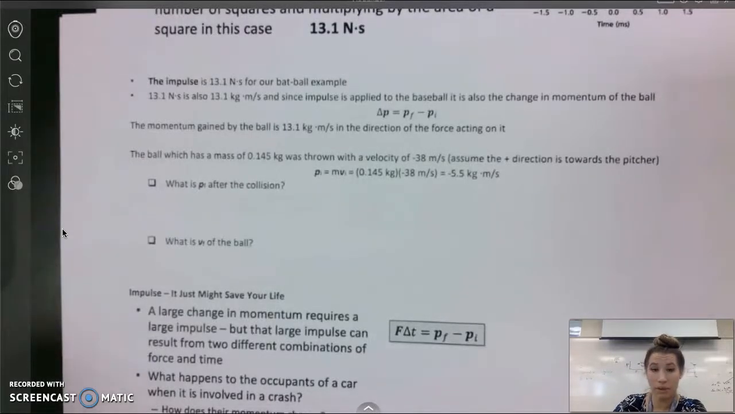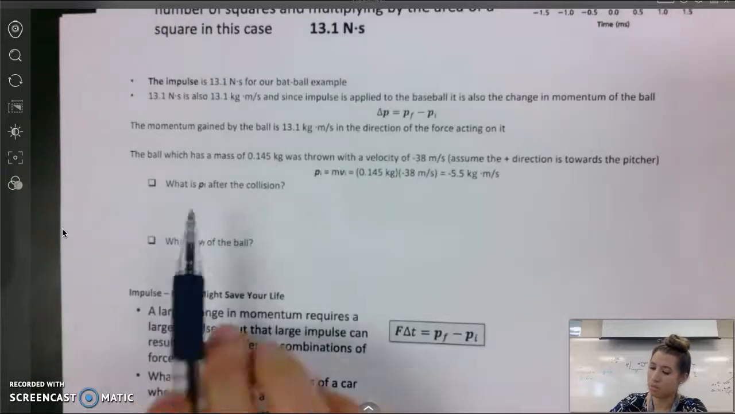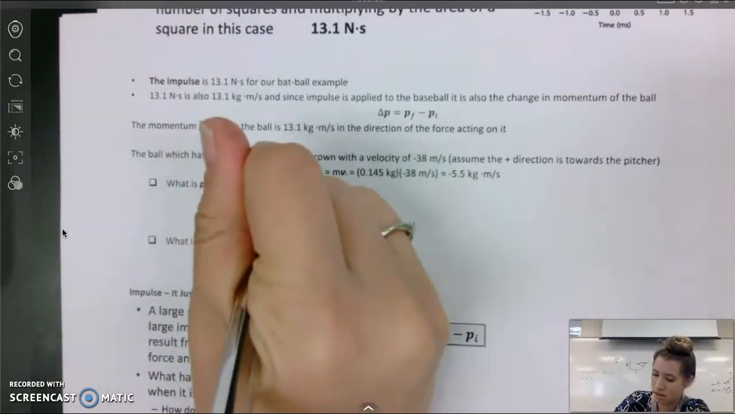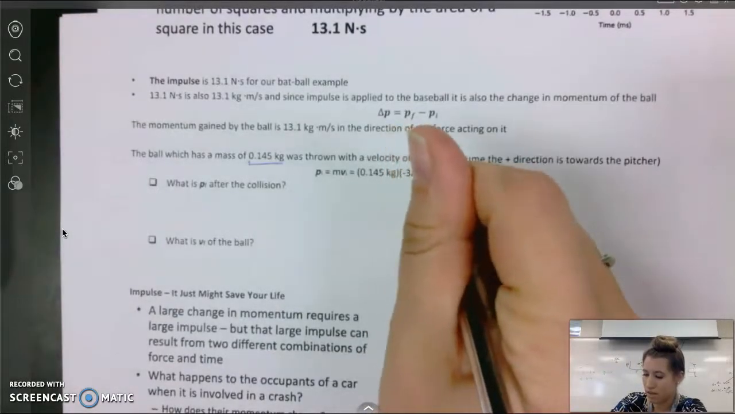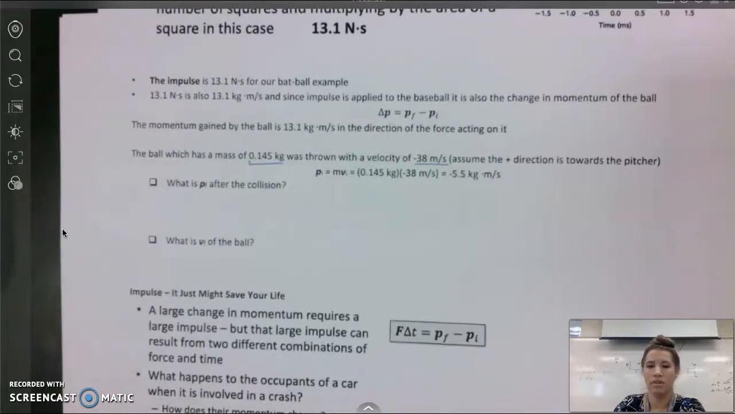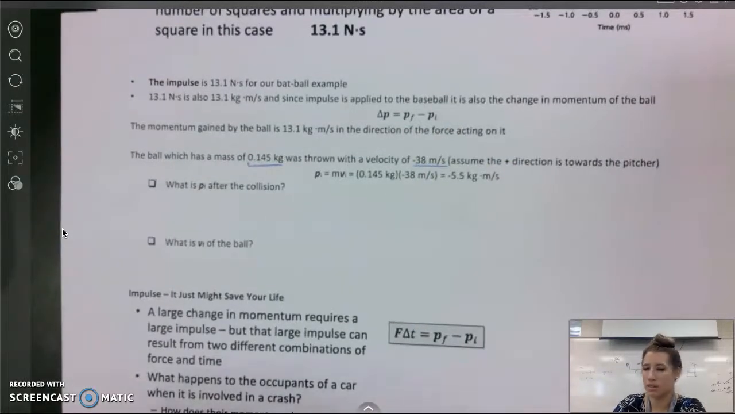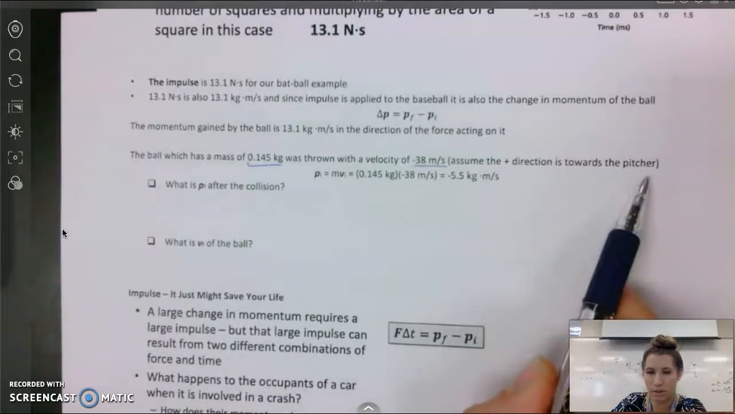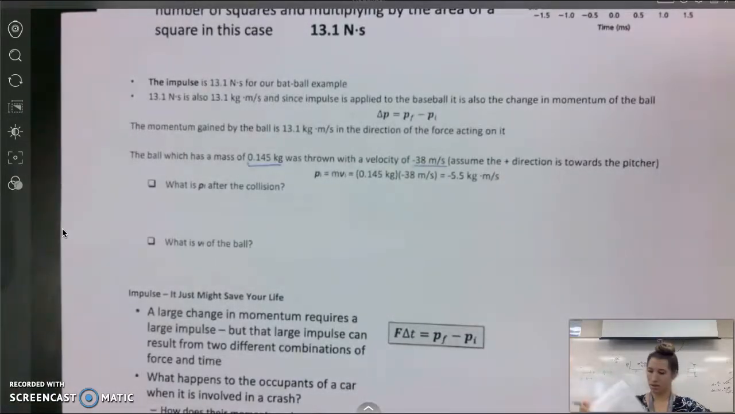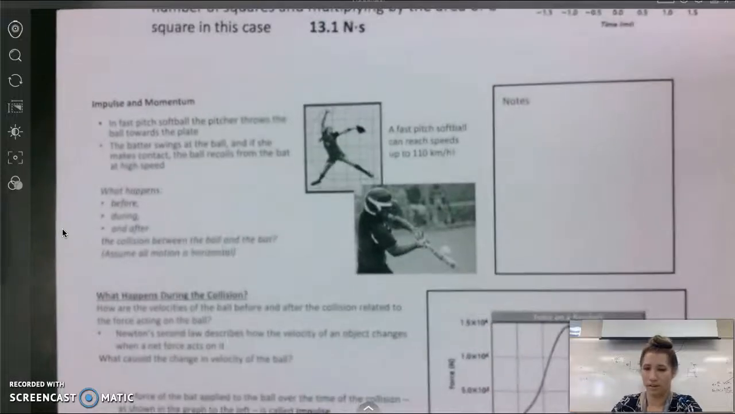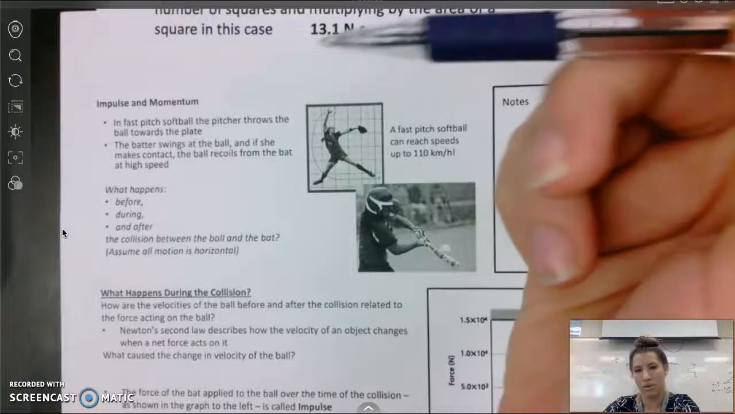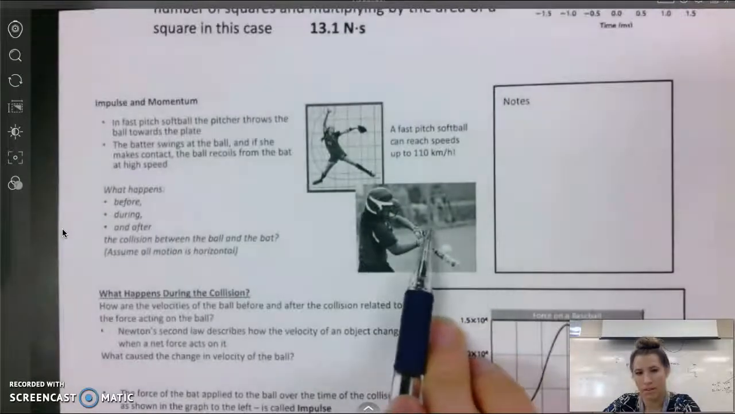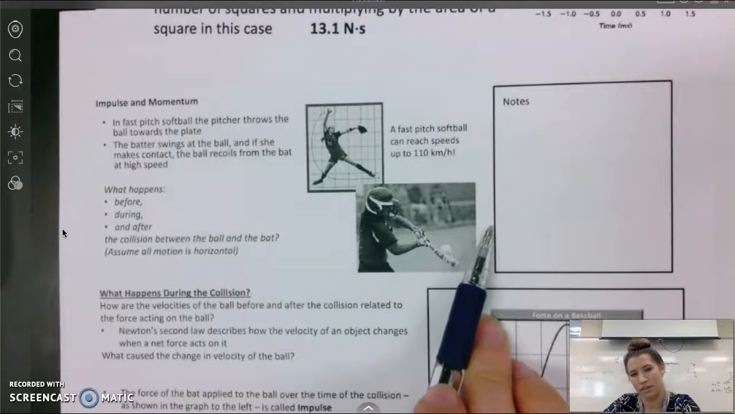And then we gain a little more information. We know that the ball has a mass of 0.145 kilograms, and we know that the initial velocity, so it's thrown with a velocity of negative 38 meters per second, and we're assuming that that is a direction, so assume that the positive direction is towards the pitcher. Let's sign this. Remember how we said that the positive x direction, we're just calling it in this situation, we're calling that towards the pitcher, right? So this is positive x direction, and then that would be a negative x direction.